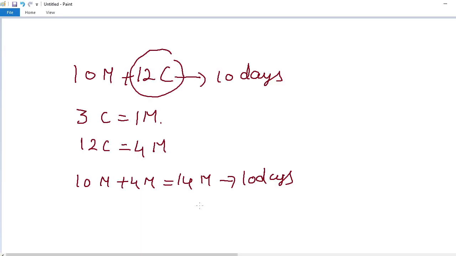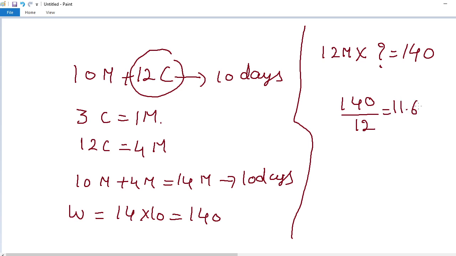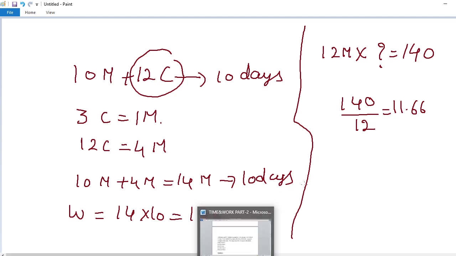So, here 14 men complete it in 10 days. Work done is equal to men 14 into days 10. So total work is equal to 140. But here only 12 men are available, and how many days to complete the entire work? Entire work is 140. Simply 140 divided by 12. 140 divided by 12 is equal to 11.66. Okay. So 11.66 is the answer.